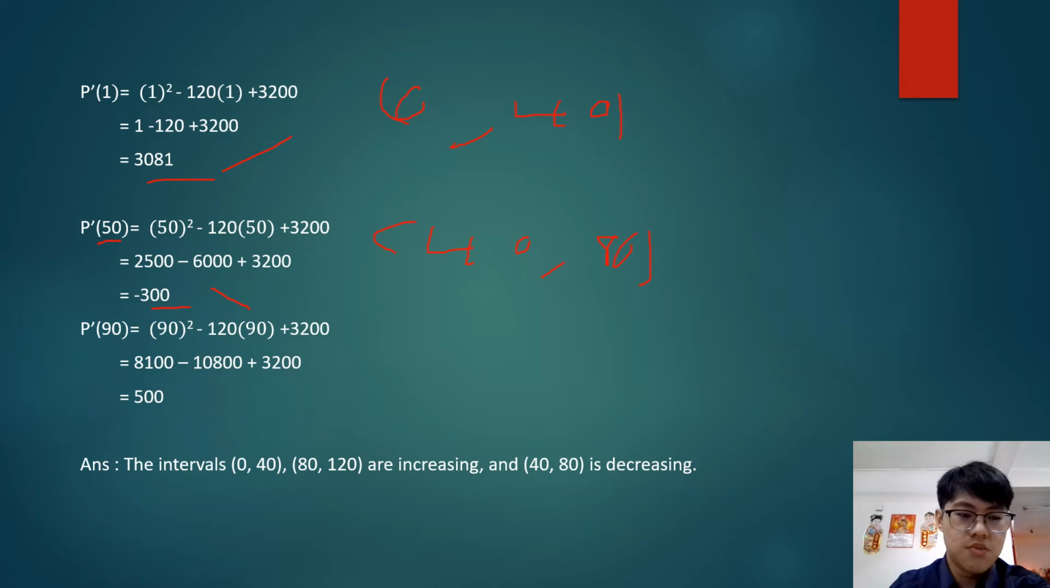And for the last one, we put 19 into the p prime function, and the 19 is in the 80 to 120 interval. And the answer we get is positive. So the interval for this is increasing. So in the end, we know the 0 to 40 and the 80 to 120 are increasing, and the interval 40 to 80 is decreasing.